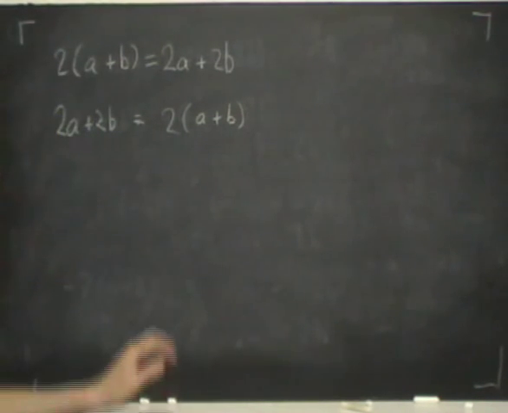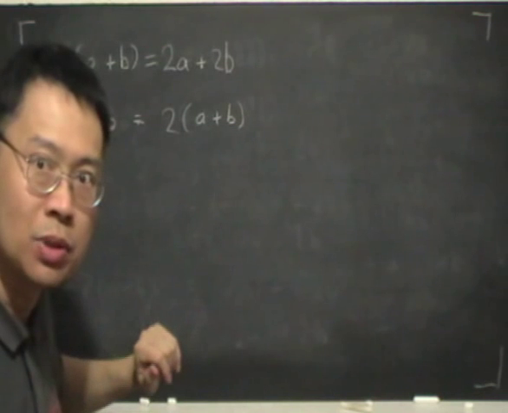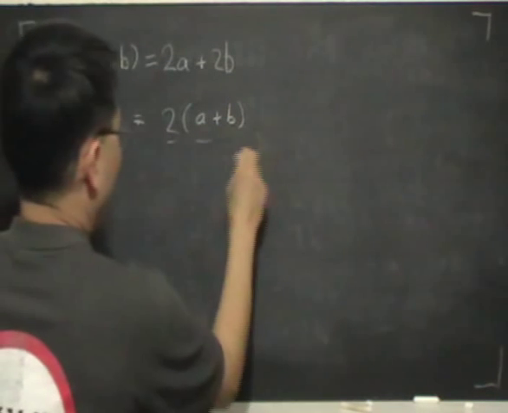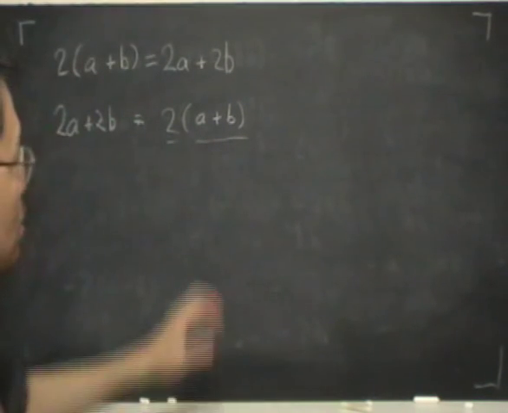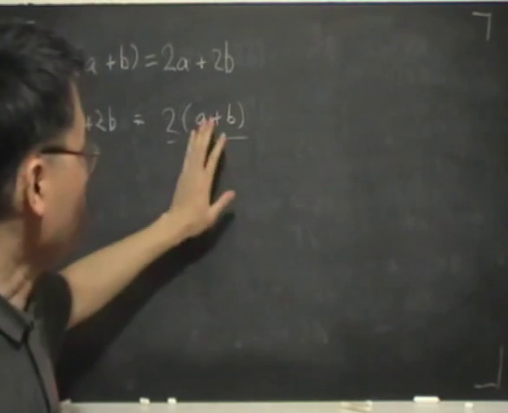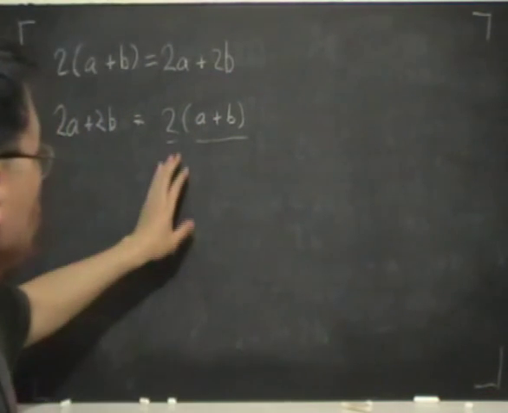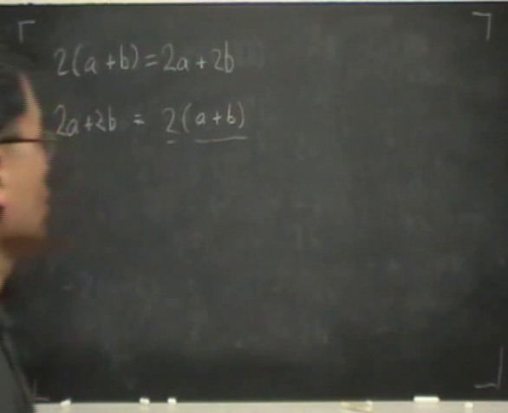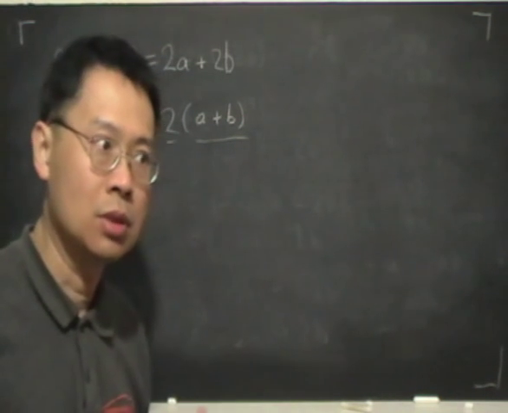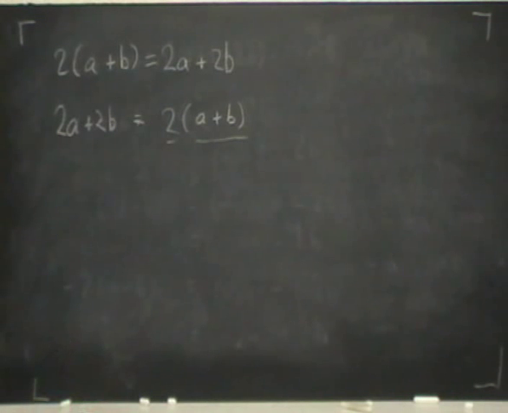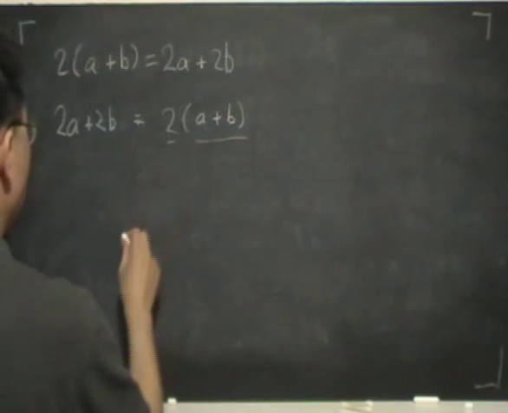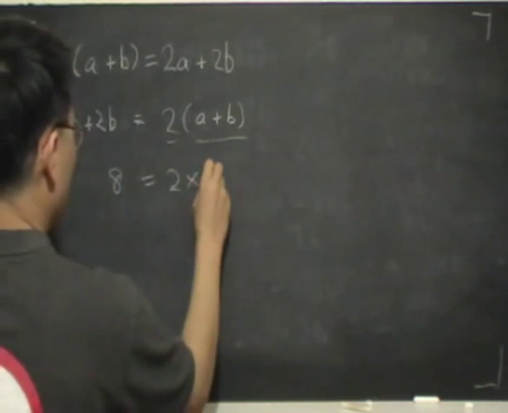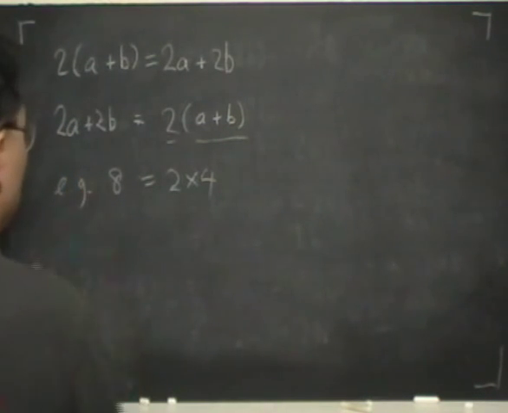In this form, I have factorized them in the sense that it is a product of 2 and this bracket. The bracket a plus b is just another number. So I have a number times another number. So these are two factors. So as an example, using just numbers, I might have say something like 8 is equal to 2 times 4. Alright, just as an example.